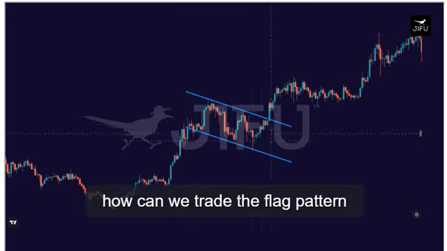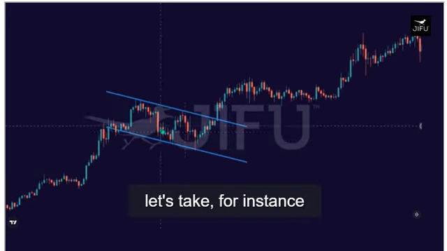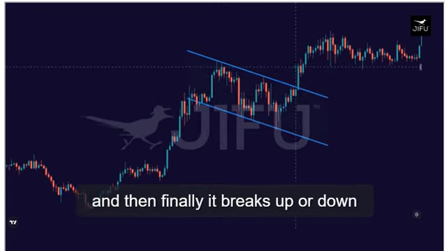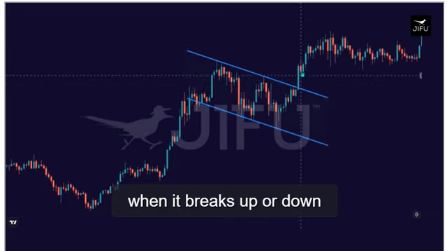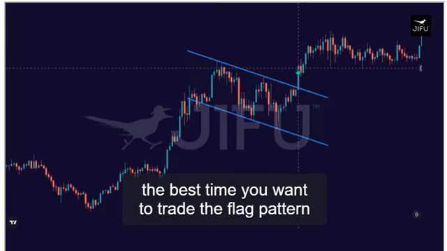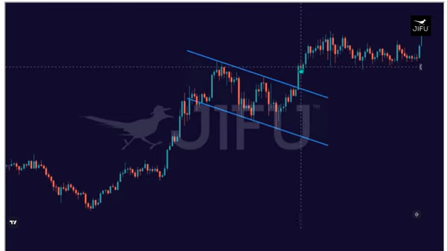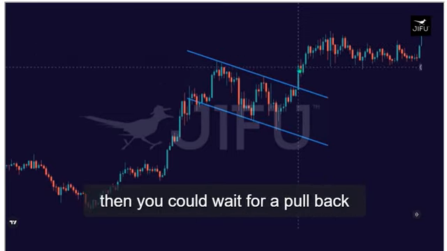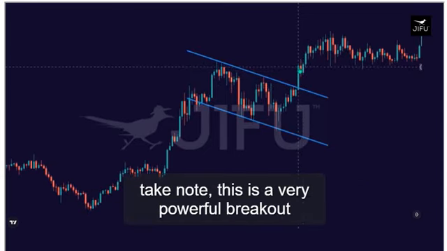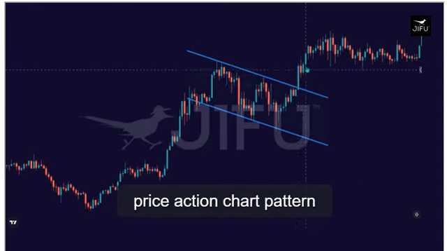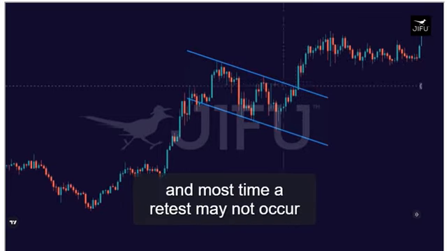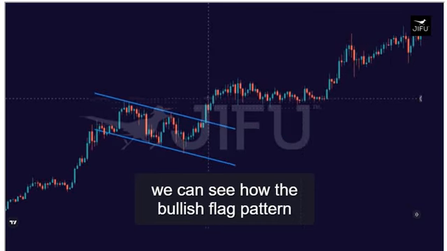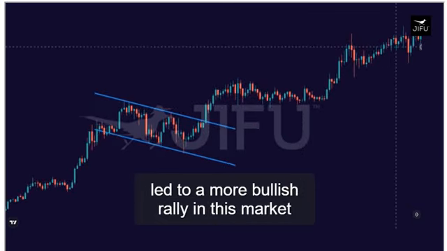How can we trade the flag pattern? Let's take, for instance, the market is in a range, and then finally it breaks up or down. When it breaks up or down, the best time you want to trade the flag pattern is on the breakout. Alternatively, if the price breakout moved too fast, then you could wait for a pullback. Take note, this is a very powerful breakout price action chart pattern, and most times a retest may not occur.